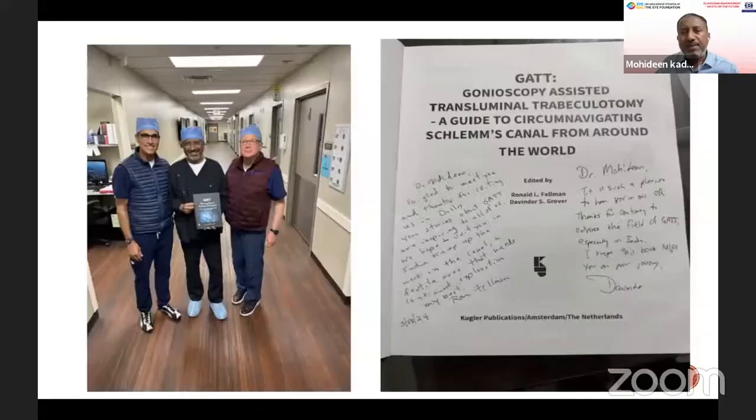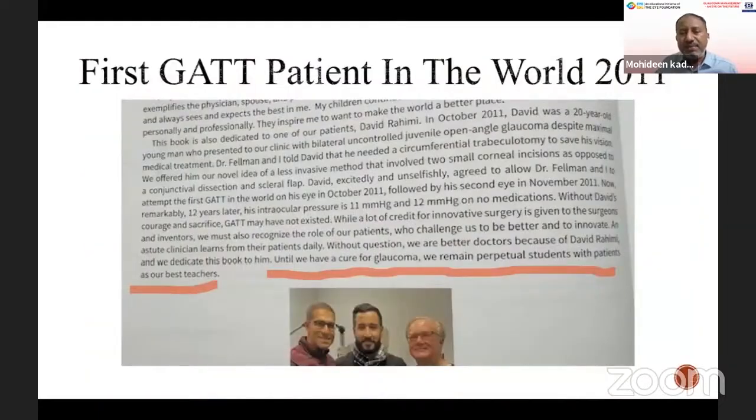And luckily, I met these 2 gentlemen, 2 big names, Gaber, Grover, and Feldman. I'm very happy to meet them at the last ACRF, and they gave me a wonderful book for my presentation. And I found the first GAD was done in 2011, and at 2 years follow-up, the pressure was 10 and down without any medication. And he says, unless we have a cure for glaucoma, we remain preparatory students as our patients are our best teachers.